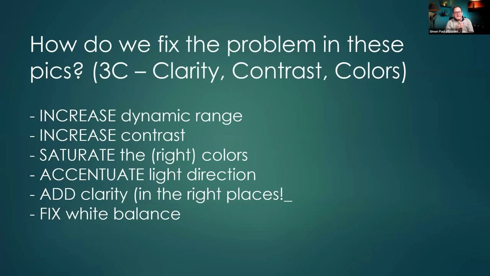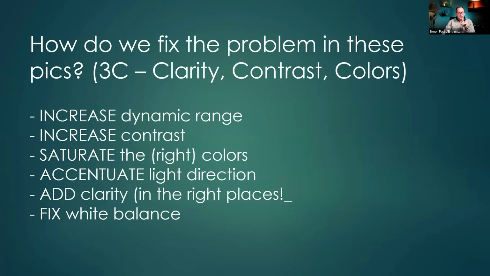I have this 3C technique, which is we're going to work on the clarity, the contrast, and the colors. And what we're going to do, we're going to try to increase the dynamic range of the photo that probably doesn't have enough. The whites aren't white enough and the blacks aren't black enough. We're going to increase the contrast, which is basically doing the same thing. When you increase the contrast, the histogram is going to get stretched, and the whites will get whiter and the darks get darker.